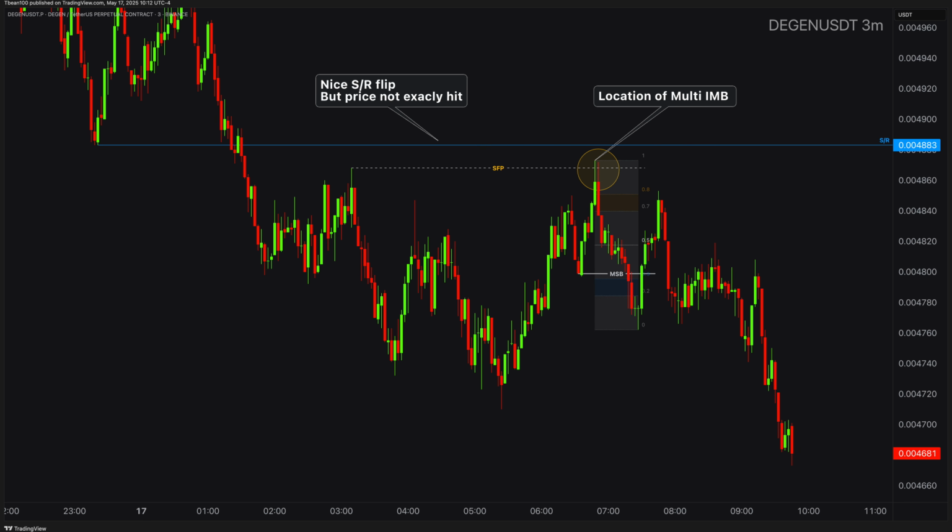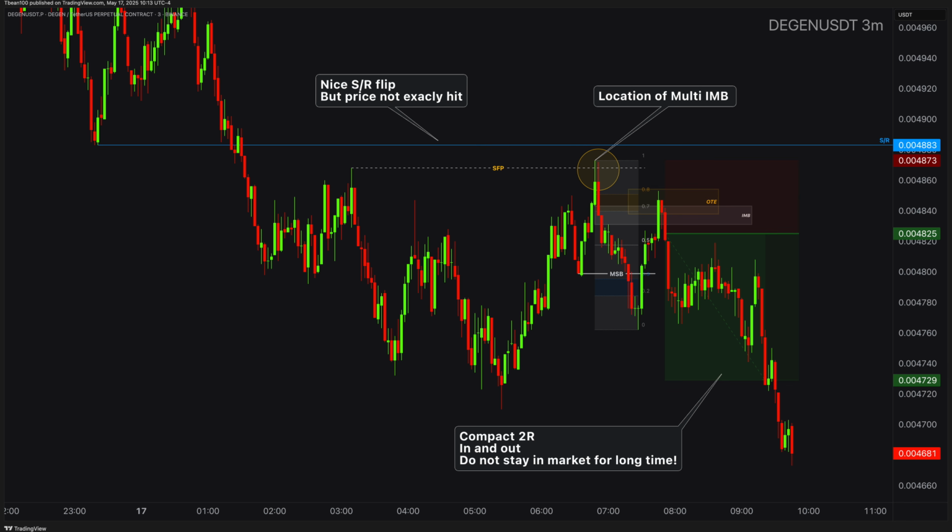If you use your Fibonacci tool, you can see that price deeply pulls back into this OTE, the optimal trade entry zone with the inner imbalance. This could have been a great short trade chance. This is a solid price action here. Not everything is perfect, but a chance to try a 2R setup. Why not?